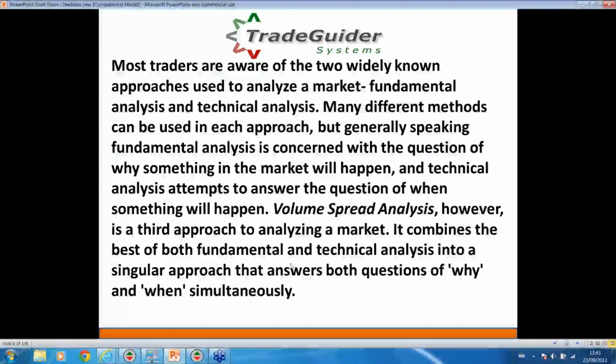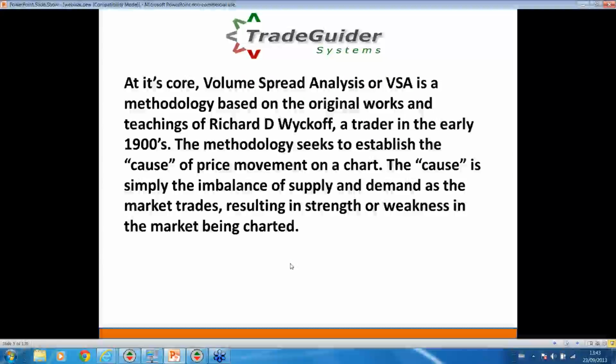Volume spread analysis, however, is a third approach to analysing a market. It combines the best of both fundamental and technical analysis into a singular approach that answers both questions of why and when simultaneously, as I'll show you today. So at its core, VSA is a method based on the original works and teachings of Richard Wyckoff.